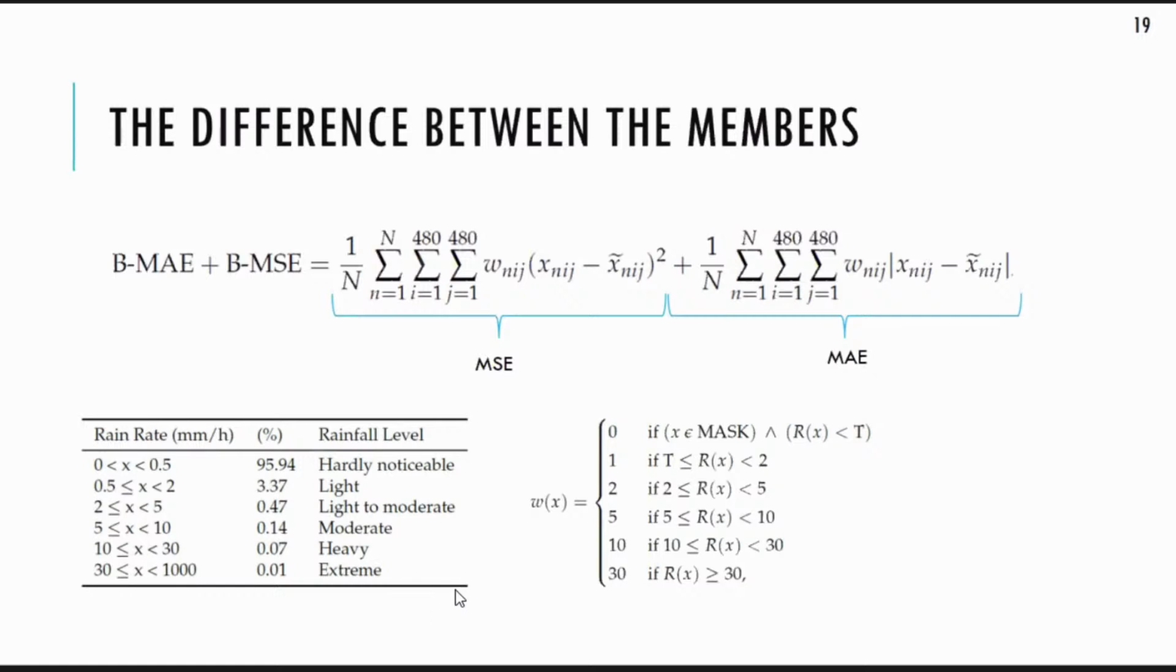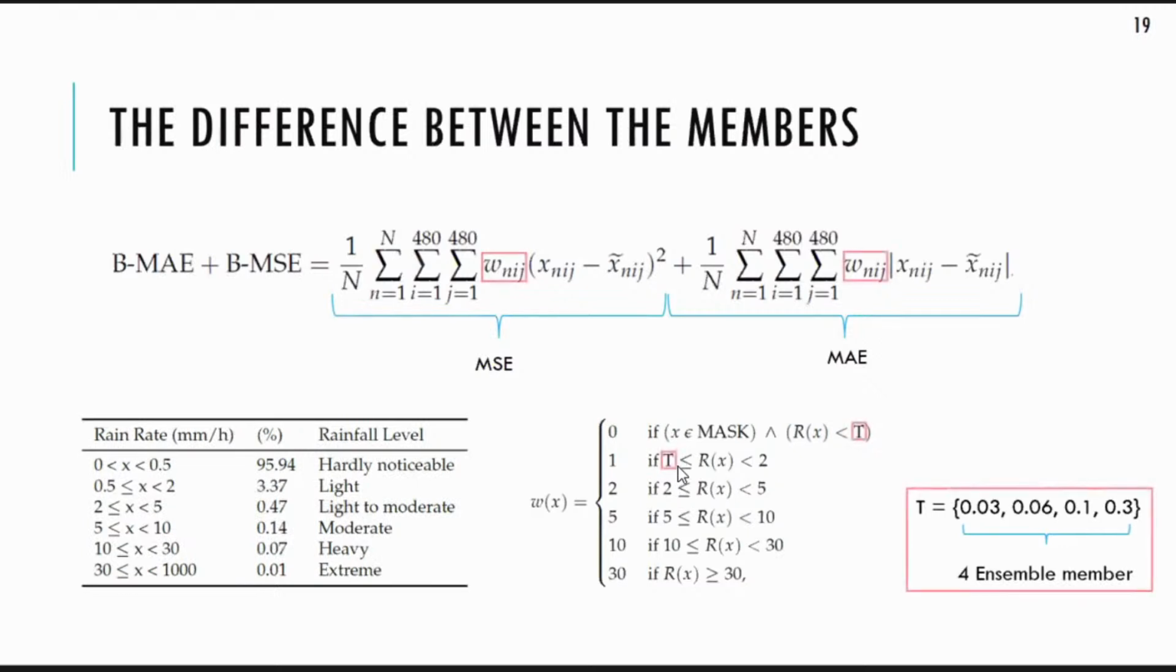And now we still don't see how this really creates an ensemble of models, right? I just showed you how they deal with the biased data set. But you might have noticed that there is a little t in here. So R of x means the rain rate, and the rain rate is in millimeters per hour. But we have a little threshold here. And the threshold can be adapted. We can use any threshold that we want, but it should be lower than 2 to actually make sense here in the first case.